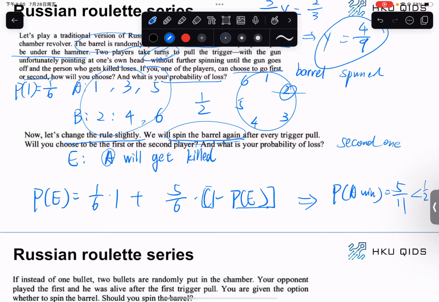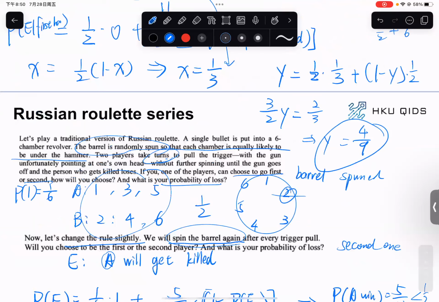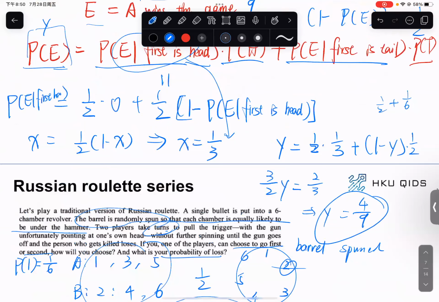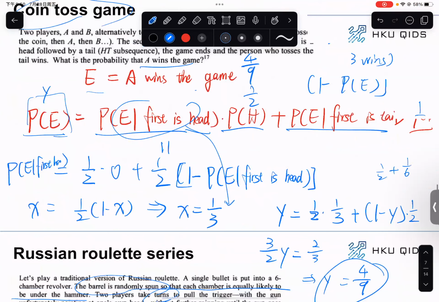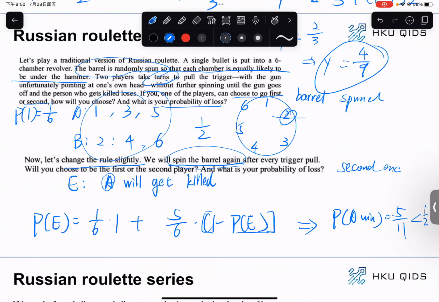Again, this is quite similar to the coin toss game. Actually, the second player in this situation takes the advantage, because he has a lower chance of losing. At least he can hold out one round longer. He has no chance to be killed in the first round, because the first player could just get killed at the very beginning, while B has not even touched the gun.